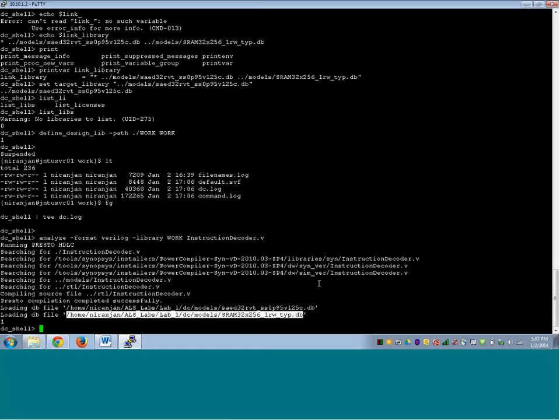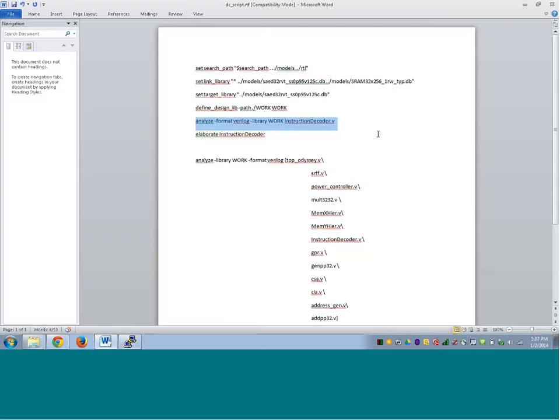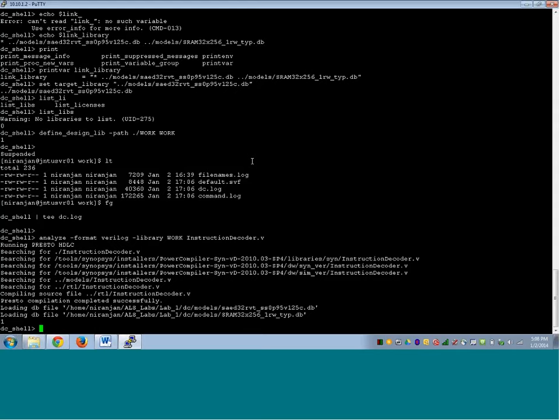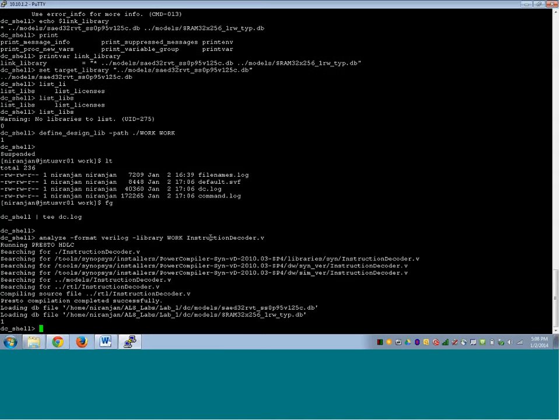Now I can use some commands to see what libraries are loaded. Let's do some reporting. Now we'll elaborate this first and see what happens. Assuming that this instruction decoder is my top level design, I will elaborate it. You typically will only like to elaborate from the top. So let's say you read in 10 RTL files, you will give in the elaborate the design name, the module name of the topmost block. Here since it's only one RTL file, I'll open this and show you what the RTL is.